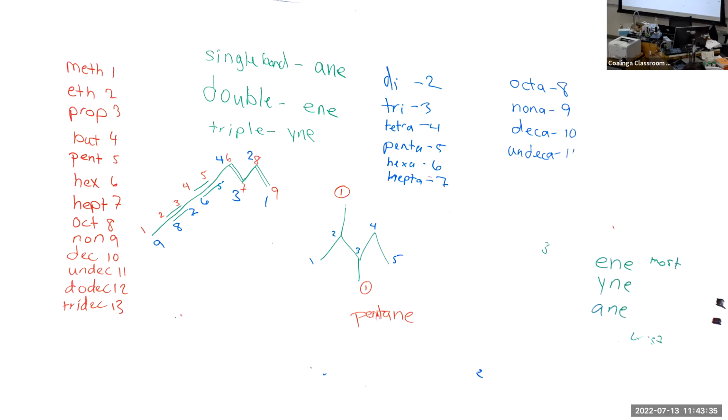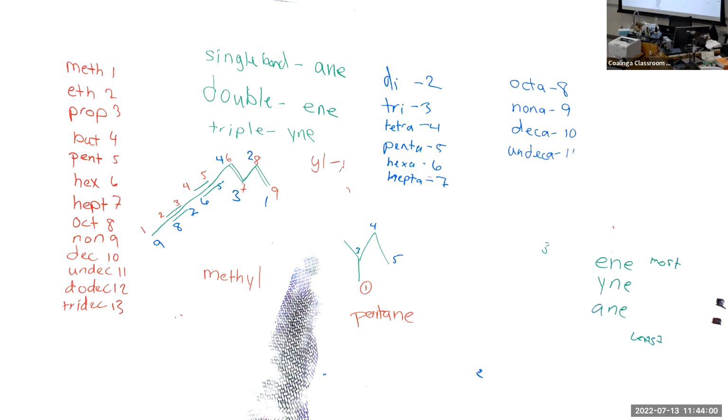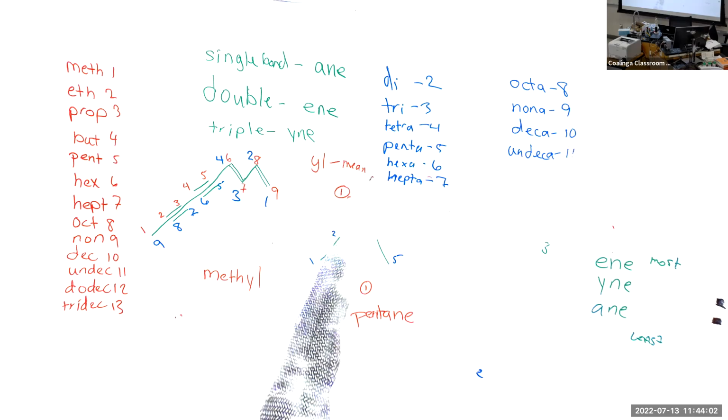Okay, so that takes care of that main chain. Now we have to take care of these side chains. Now, when it's a side chain, we put the prefix what it is. It's a single carbon, so then we put meth, and then we put yl. So that lets me know that it's a side chain. So yl means a side chain.